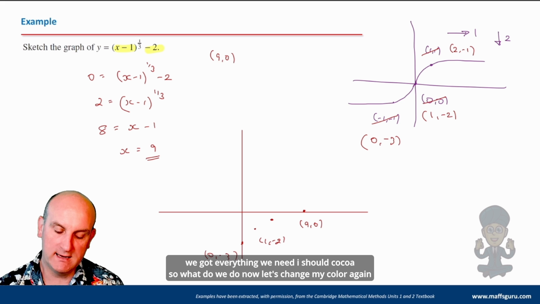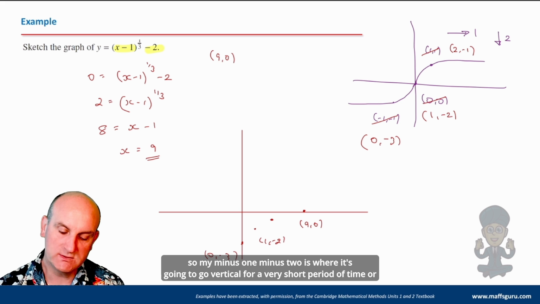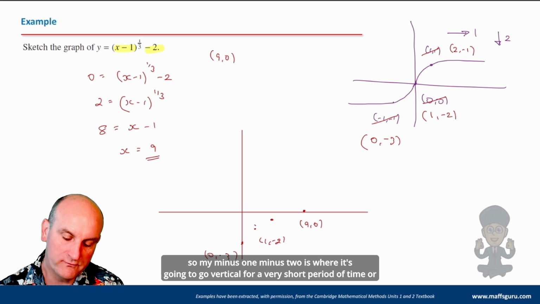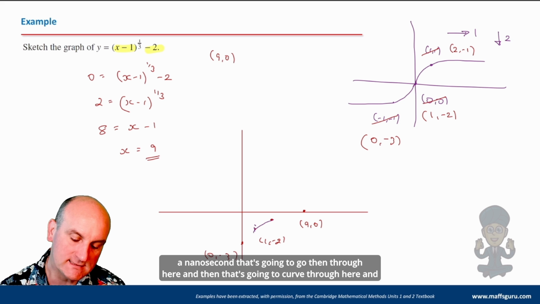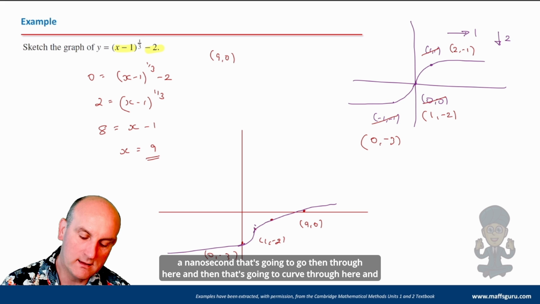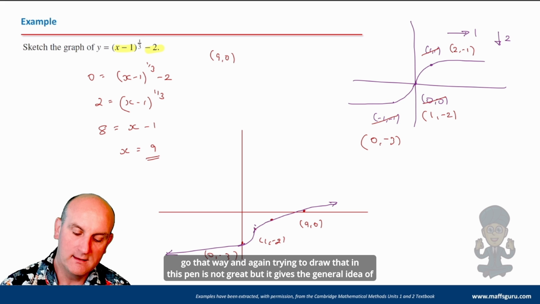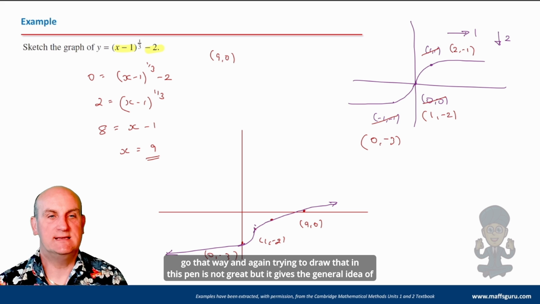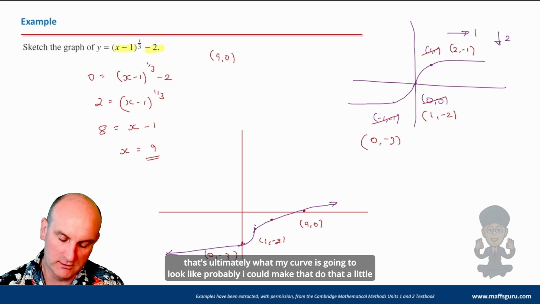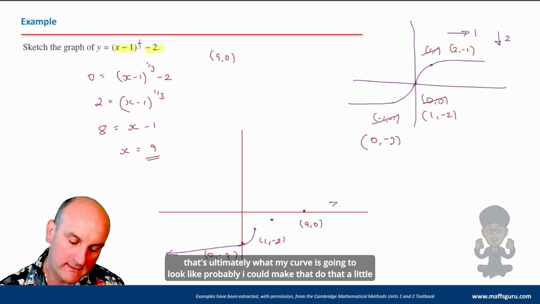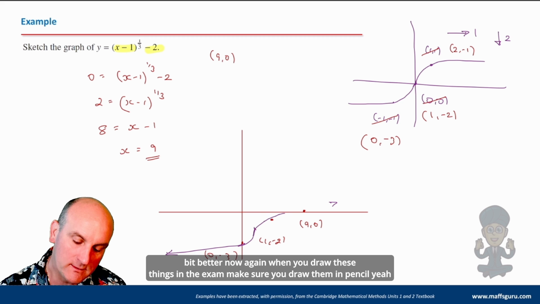So what do we do now? Let's change my color again. So my (-1, -2) is where it's going to go vertical for a very short period of time, or for a nanosecond. That's going to go then through here, and then curve through here and go that way. And again, trying to draw that in this pen is not great, but it gives the general idea of what my curve is ultimately going to look like. Probably I could make that a little bit better.